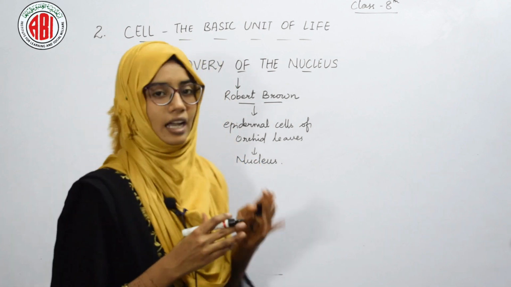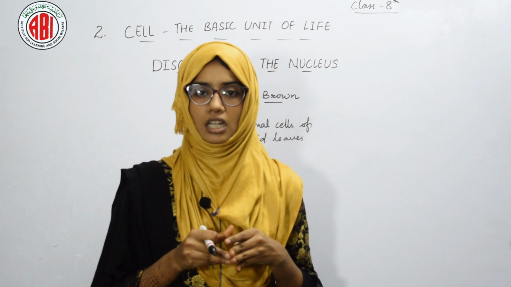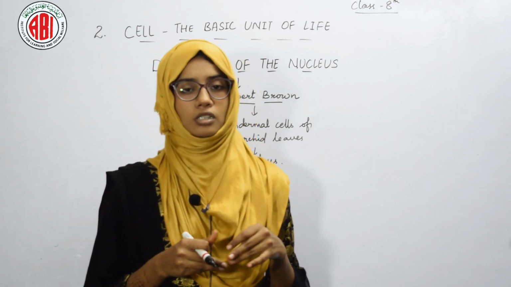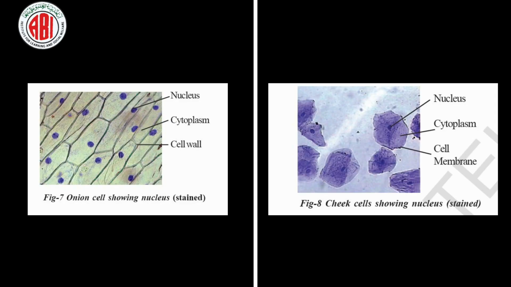In the previous activities, we have seen how to make a slide or prepare a mount to observe it under the microscope. Here is the view of onion cells and human cheek cells. So let us discuss the similarities and the differences which we can see between the onion cells and the human cheek cells.